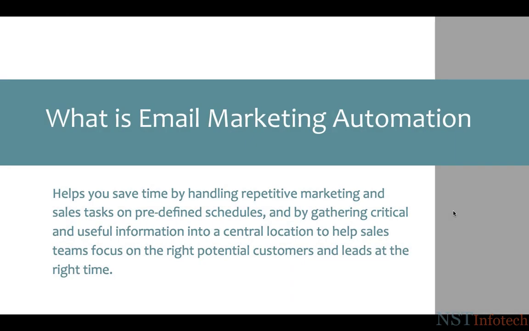What is email marketing automation? Email marketing automation helps you save time by handling repetitive marketing and sales tasks on predefined schedules and by gathering critical and useful information into a central location to help sales teams focus on the right potential customers and leads at the right time. So, the simple definition of marketing automation is that it is a tool that can help save time and increase your sales.